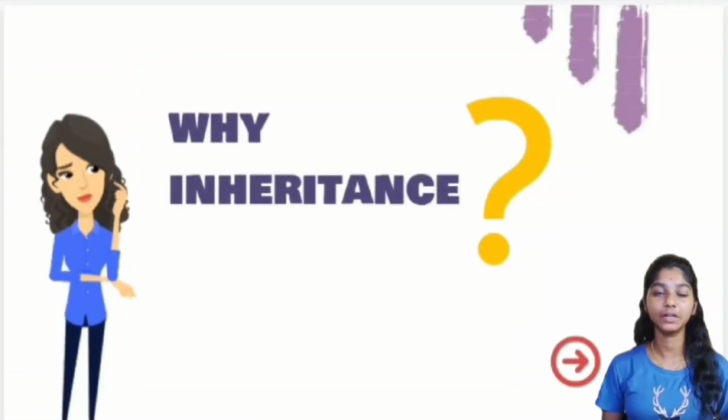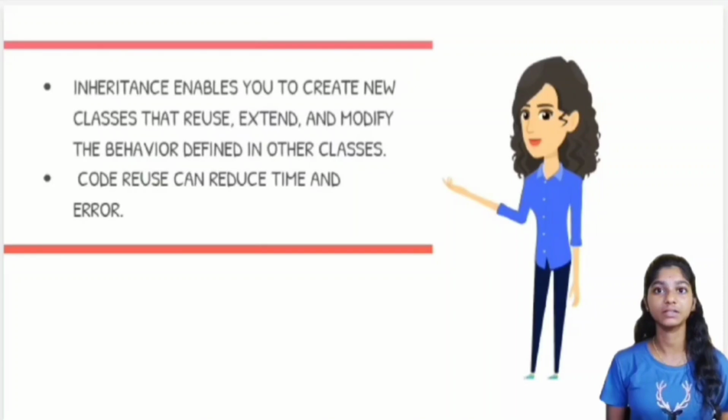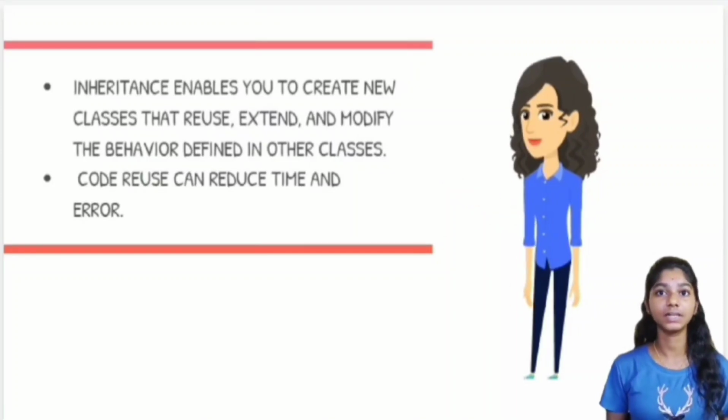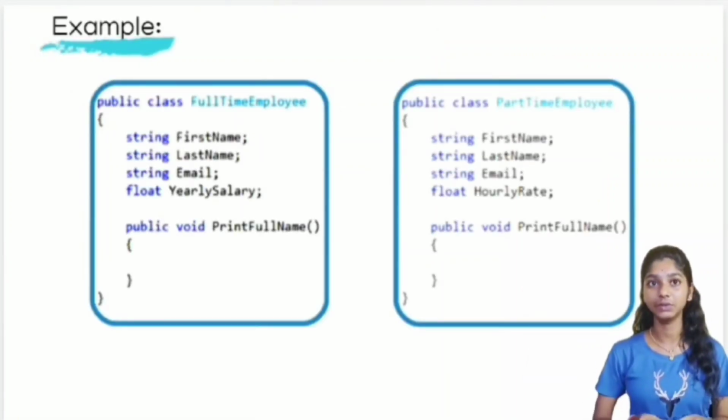Why inheritance? Why do we need inheritance? Inheritance allows you to create a new class based on an existing class. This not only saves time but also keeps your code DRY, don't repeat yourself. Here is a simple example of why we use inheritance.